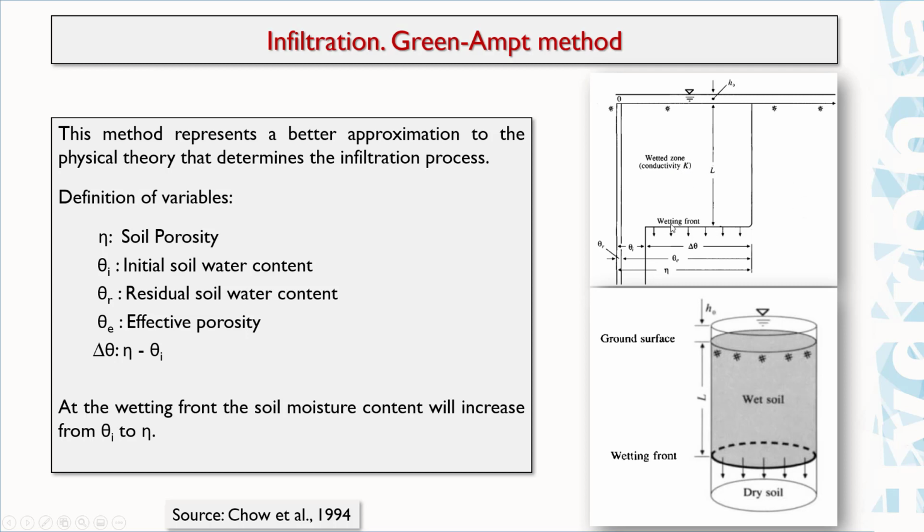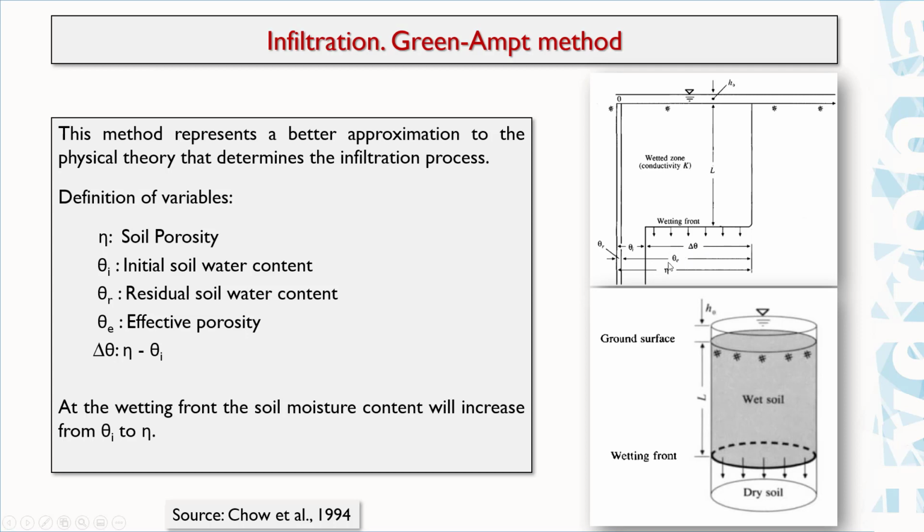And this is going to be the wetting front. And theta I is going to be the amount of water content retained in the soil before the storm begins, and before the infiltration process begins. And then the difference between the total porosity minus this theta I gives us this parameter, delta theta, that we are going to use in the equation of the Green-Ampt equation.